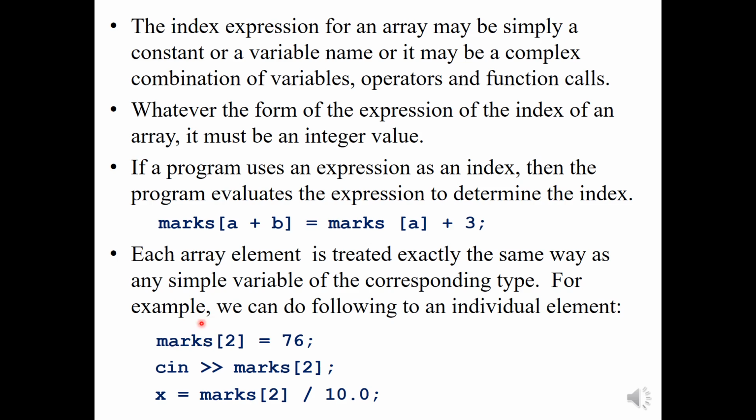So suppose I can say the third element of this marks array, marks 2, is 76. Then I say in the new marks 2, or you can say x equals marks 2 upon 10.0. So you can carry out any of those operations on an array element, an individual element also.